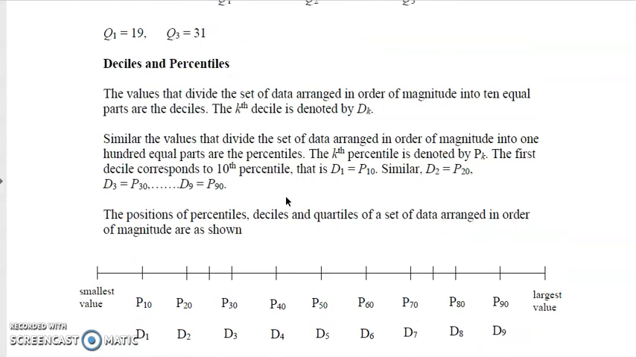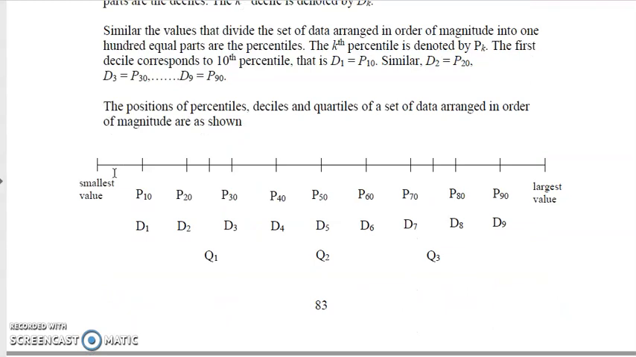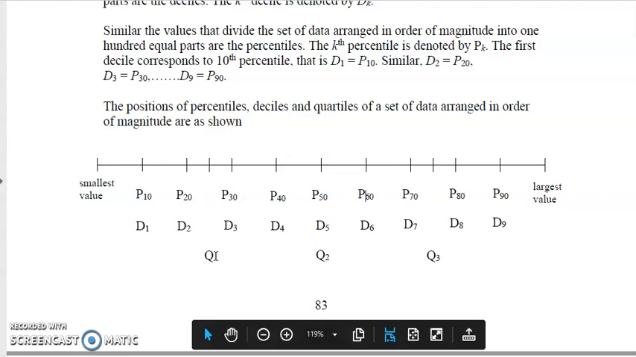Okay, so let's proceed to the deciles and percentiles. The D3 is equal to P30 actually, so D9 is P90. So percentile is out of 100%. Deciles is out of 10. So you can see from here, if you try to have a number line, the P will be having percentiles P10, P20, P30, P40, P50, 60, 70, 90, and this is the largest value. So P10 is equal to D1, P20 is equal to D2, and between P20 and P30, D2 is our Q1. P50 is D5, our Q2.